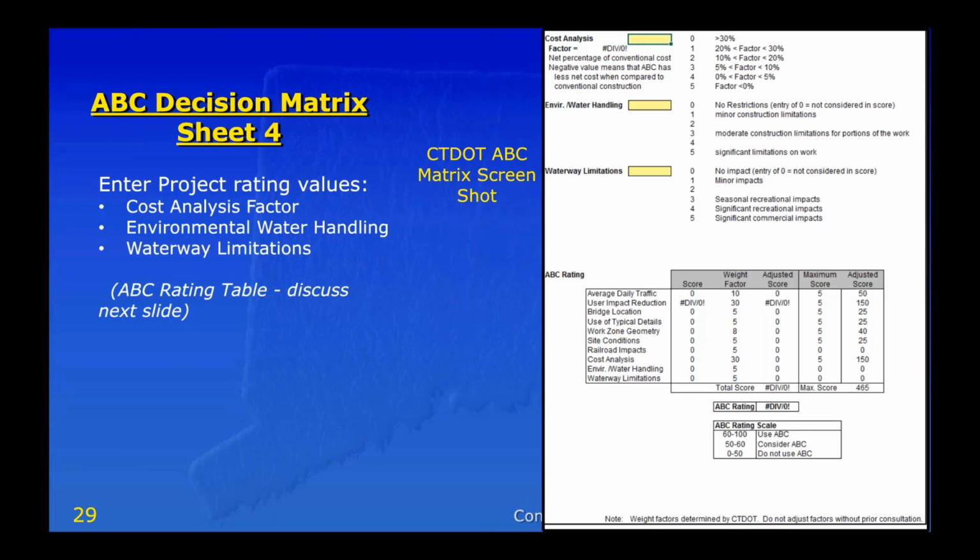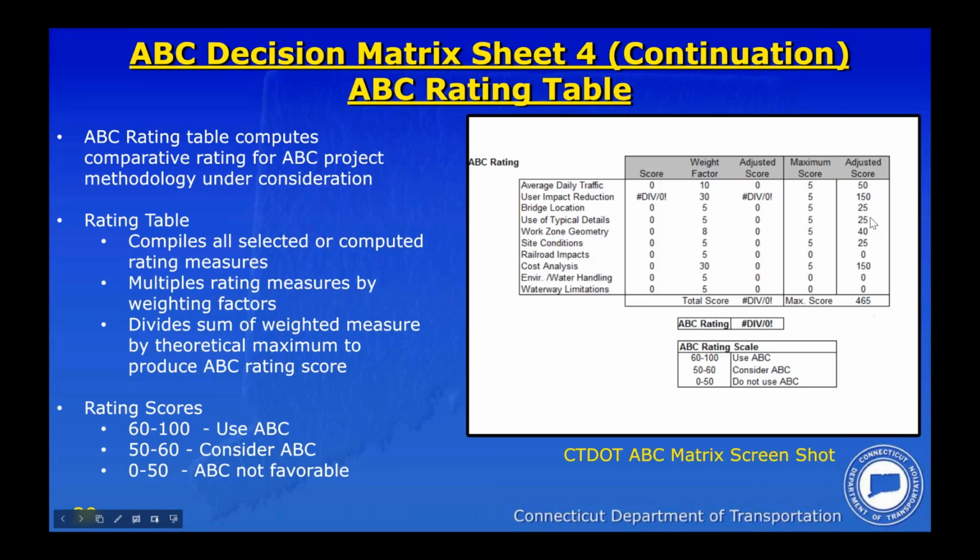alternative under consideration. We'll note again here for a bridge over water, these scores are 0 down here, so they don't skew the final analysis. Or the same thing if there's no environmental or water handling issues. If it's a bridge over a highway, this is also 0. Or if we're over a railroad, this drops out as a 0, so it doesn't skew the final denominator that's used in the ABC rating.